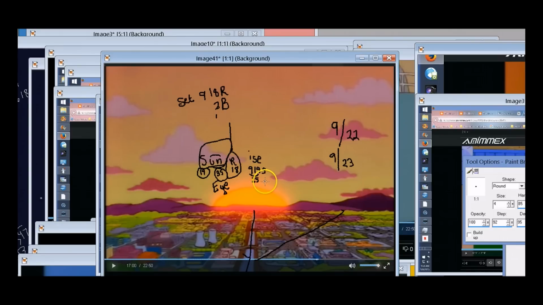Then over here we have, oh, that's not a 25, that's a 28. So we have this 28 number is a day of the sun, not of the earth. So this is the rotation of the sun. That would be a sun's day.